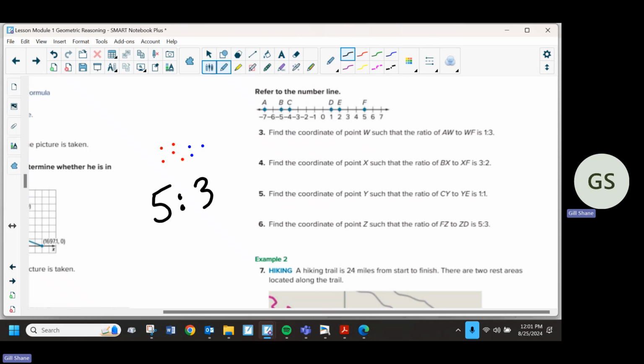So that ratio has to stay constant throughout whatever the problem is. So if we had 10 red marbles, we would have to have 6 blue marbles. Basically, if the number of red marbles is doubled to 10, then the number of blue marbles has to be doubled as well to 6. So a ratio stays constant.